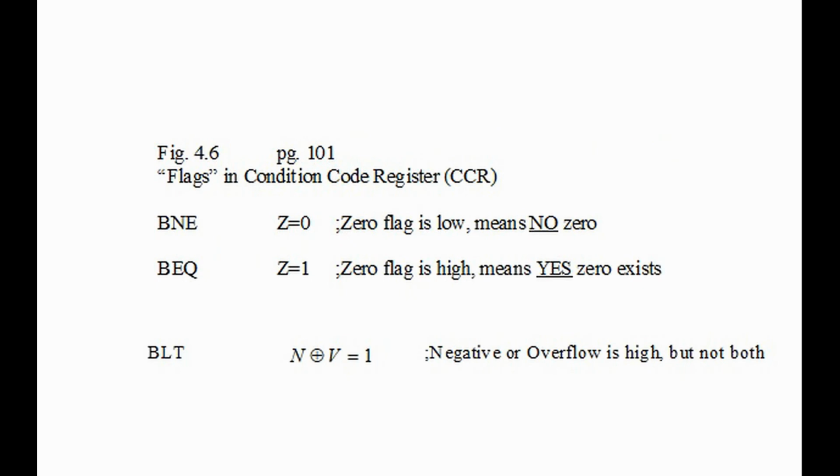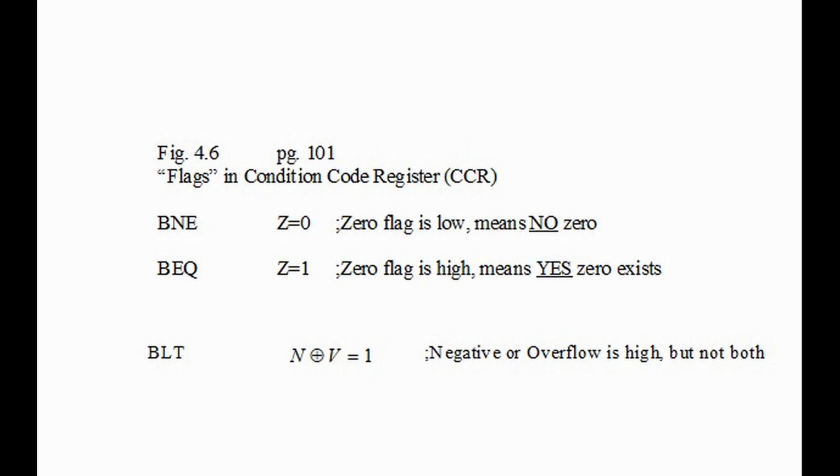One final concept in this chapter is table 4.6, which is contained on page 101. The microprocessor makes certain decisions based on certain flags which are contained in the condition code register. And these flags tell the microprocessor, do you have a negative, do you have a 0, do you have an overflow, etc. It takes some getting used to, but the branch if not equal command looks at the Z flag, which is the 0 flag. If the flag is low, it means that there is no 0.